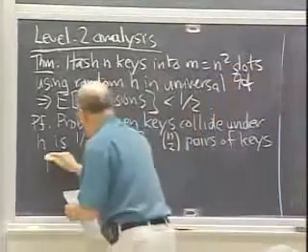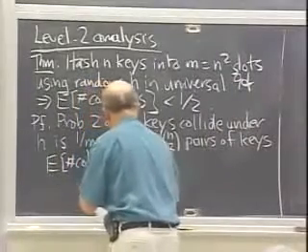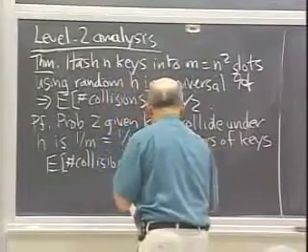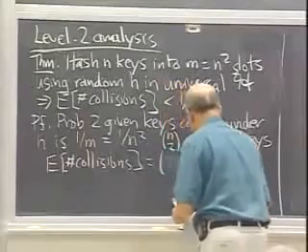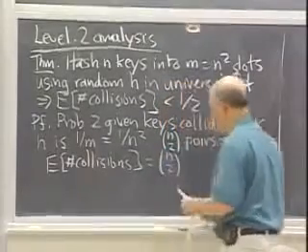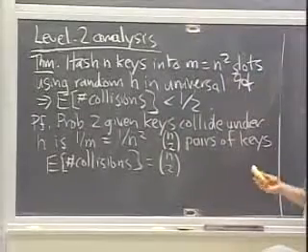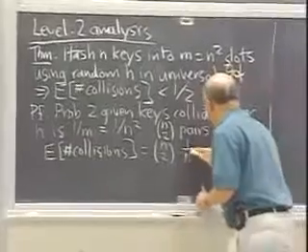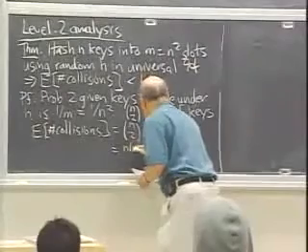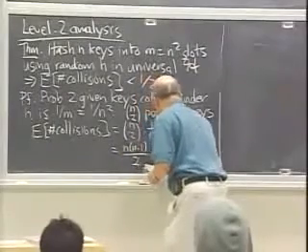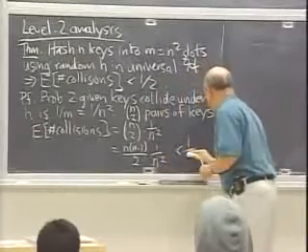So therefore, the expected number of collisions is, well, for each of these n choose 2 pairs of keys, the probability that it collides is 1 in n squared. So that's equal to n times n minus 1 over 2, if you remember your formula, times 1 over n squared. Okay? And that's less than a half.